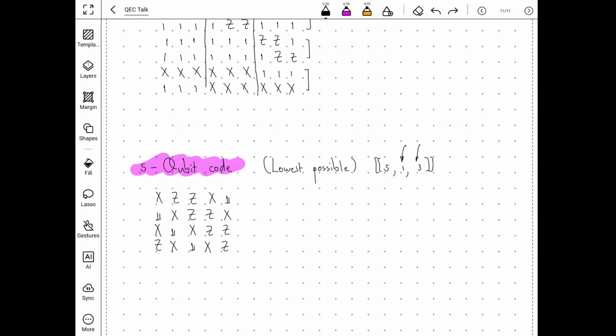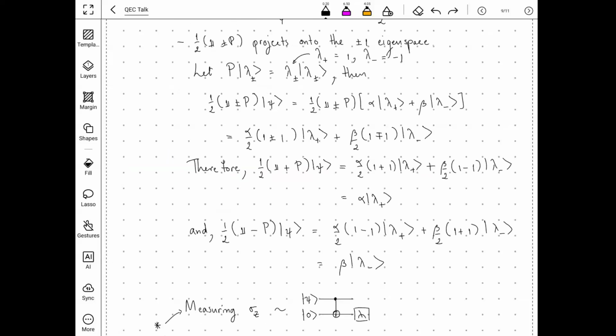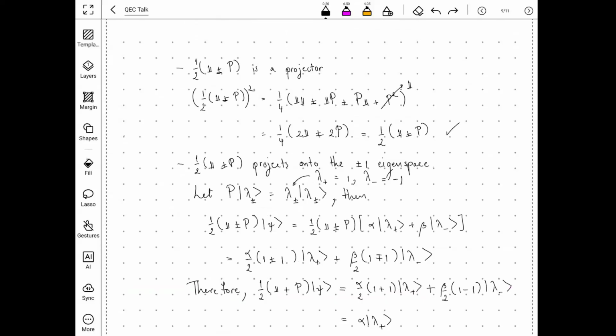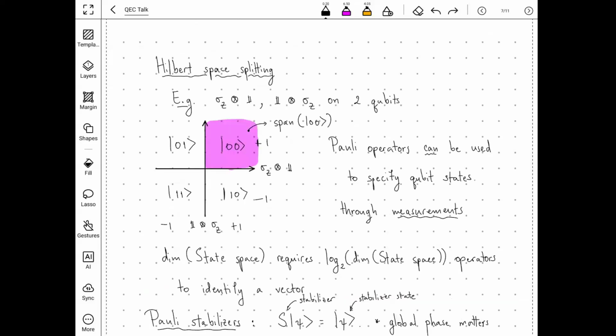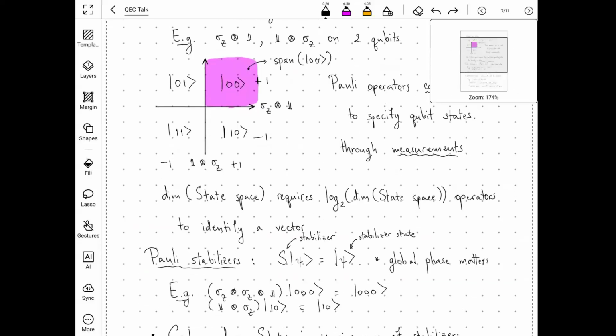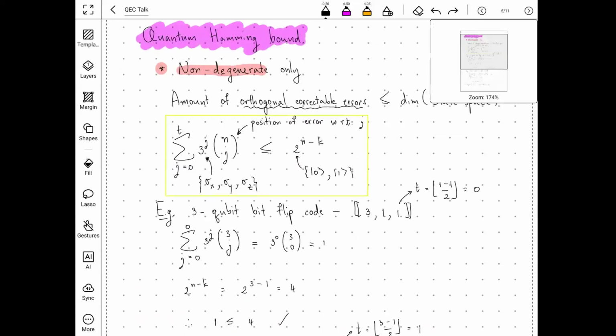So can you show me the Hamming bound again? Now that I think about it, I'm really not sure if it violates the Hamming bound or not. Let me check. Where is it? Is it in this yellow box? Yeah, this one.